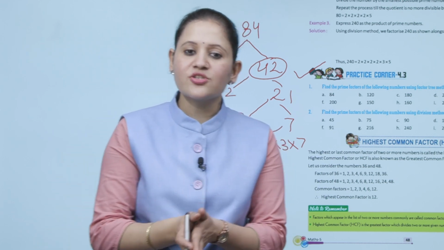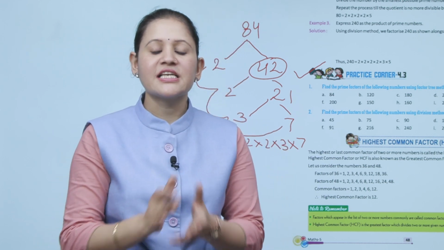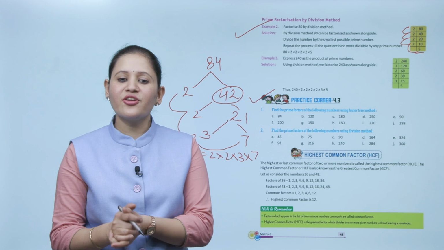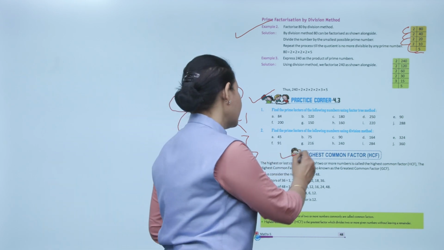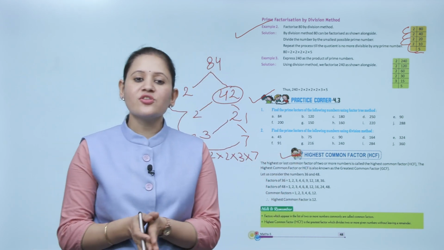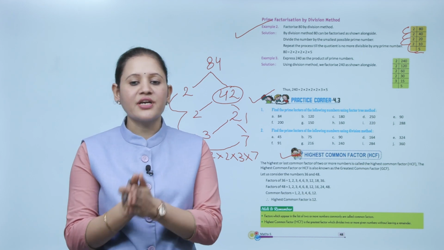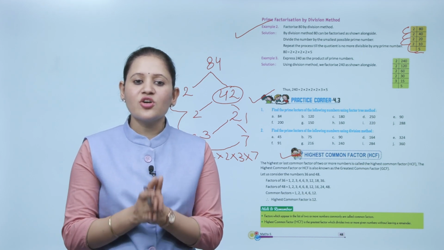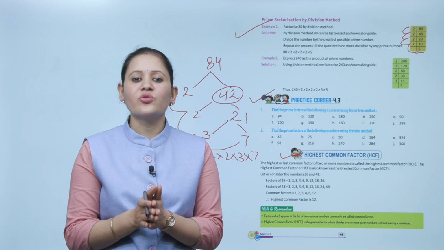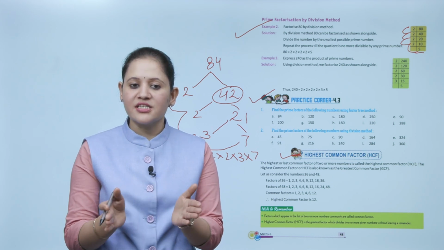Clear? So practice all the questions of this exercise. Next is highest common factor or HCF. The highest or the last common factor of two or more numbers is called the highest common factor or HCF. The highest common factor or HCF is also known as the greatest common factor.